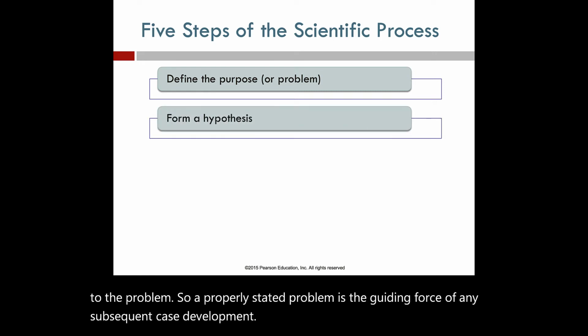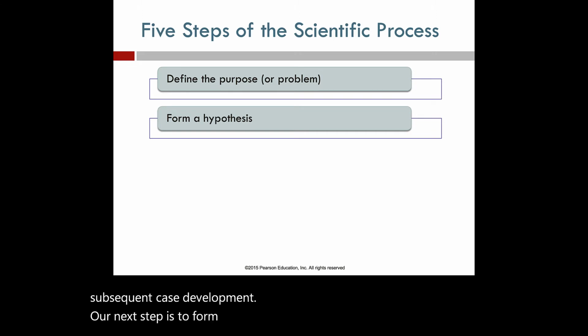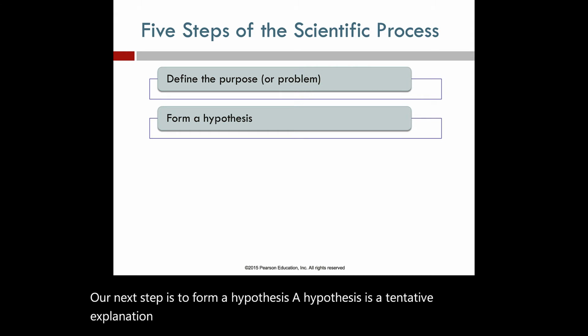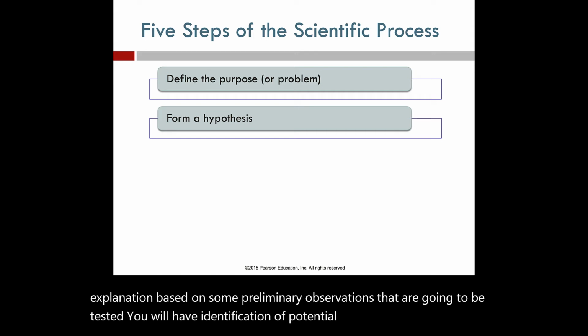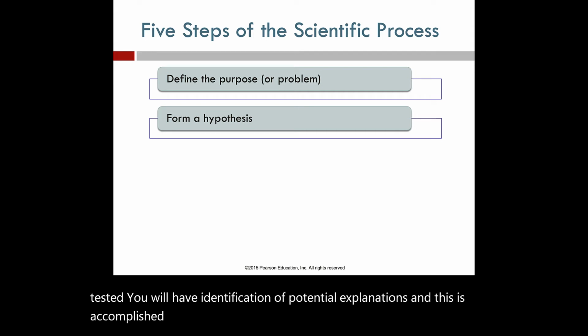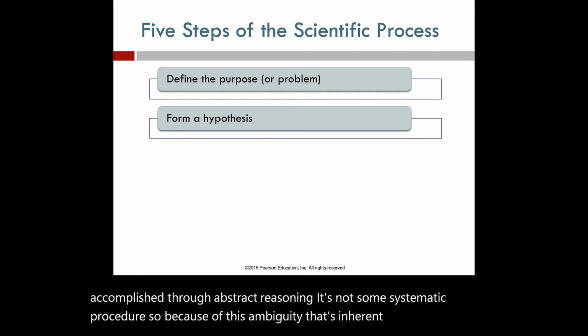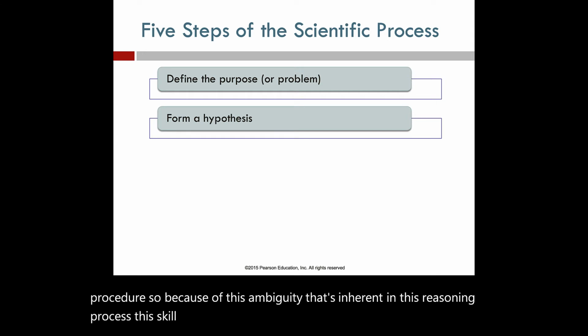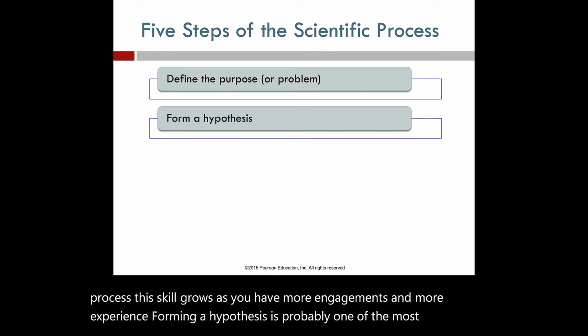Our next step is to form a hypothesis. A hypothesis is a tentative explanation, based on some preliminary observations, that is going to be tested. You will identify potential explanations, and this is accomplished through abstract reasoning. It's not some systematic procedure. Because of the ambiguity inherent in this reasoning process, this skill grows as you have more engagements and more experience. Forming a hypothesis is probably one of the most difficult tasks of this process.